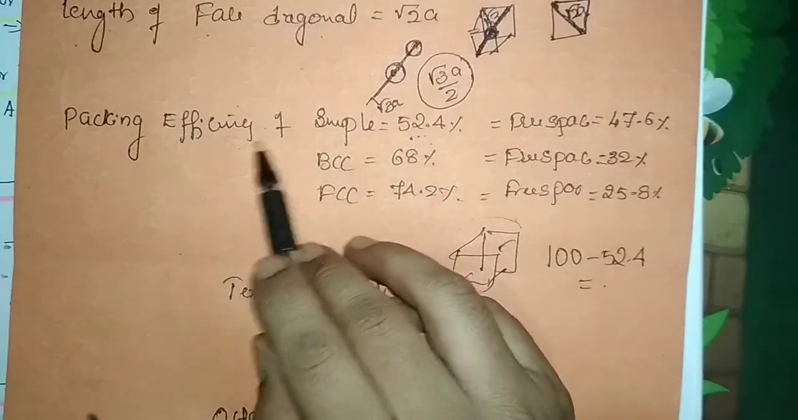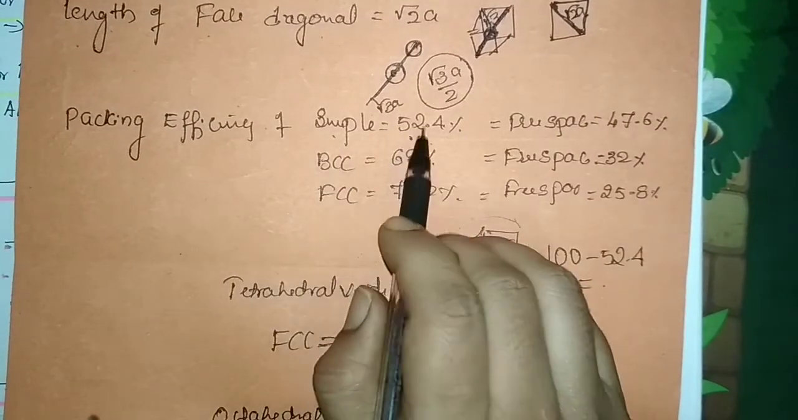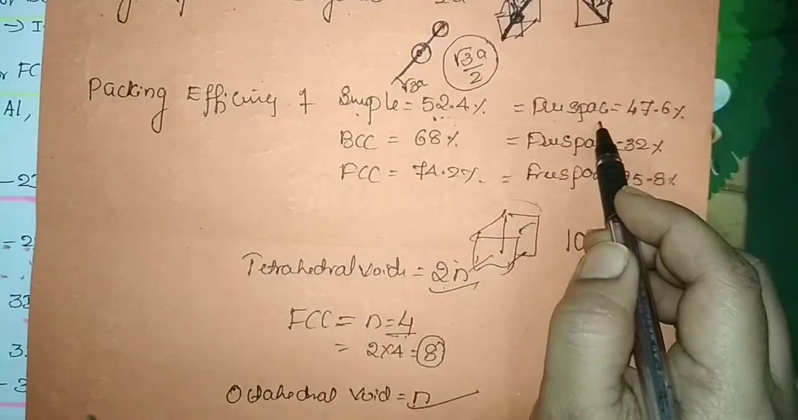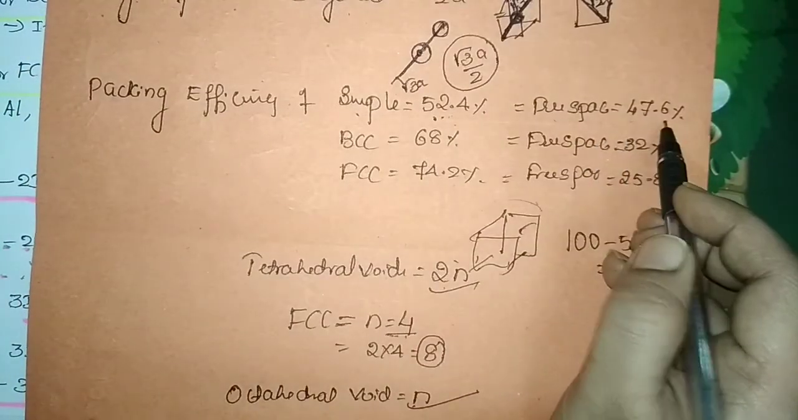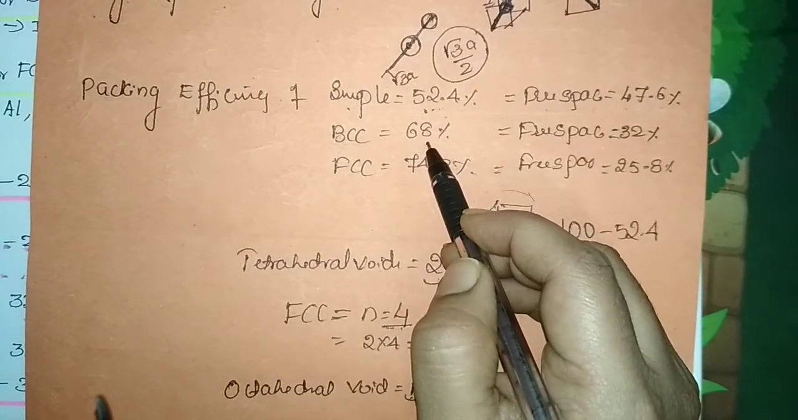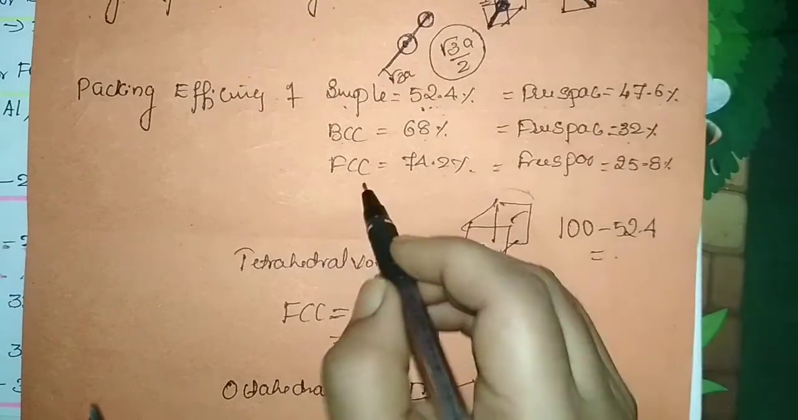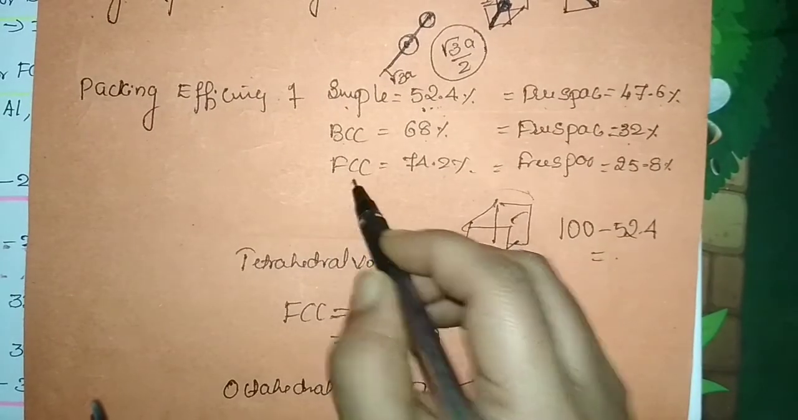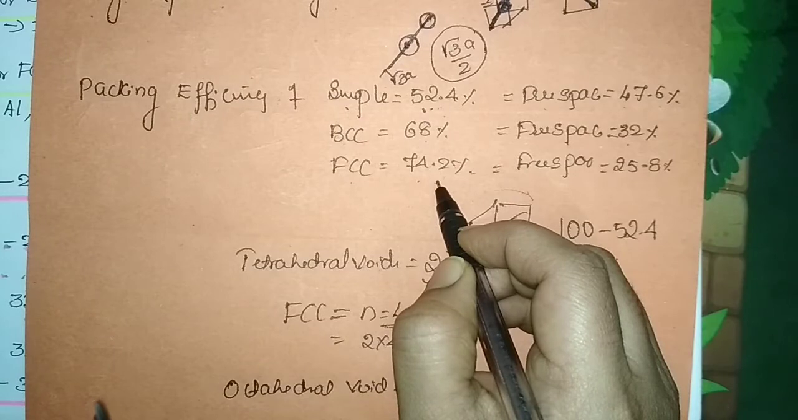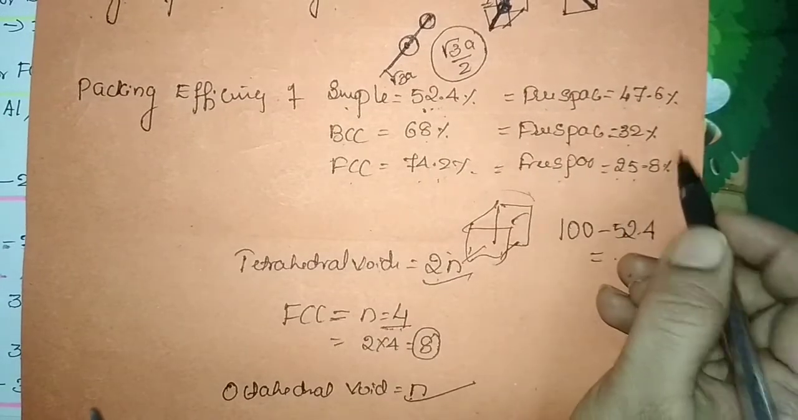These are direct values you can remember. For a simple unit cell, packing efficiency is 52.4% and the free space available is 47.6%. Similarly, for BCC, 68% is occupied and free space is 32%. And in case of FCC, 74.2% is occupied and the free space available is 25.8%.